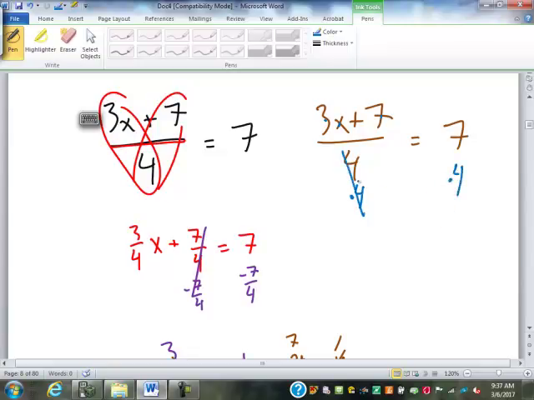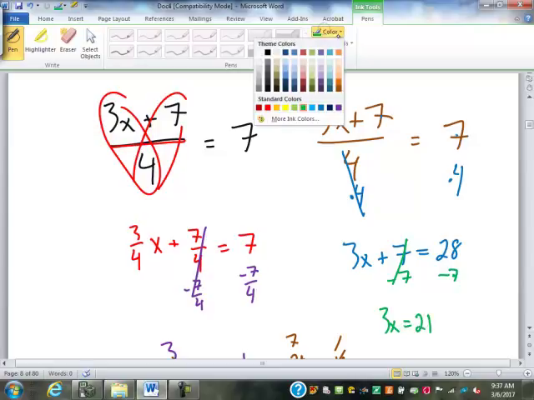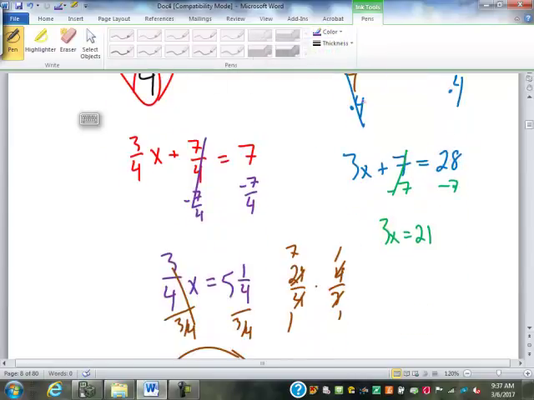So that's gone. So I've got 3x plus 7 is all that's left here. The 4 is gone. Over here I got 7 times 4 is 28. And now I would solve that by subtracting 7, and dividing by 3.